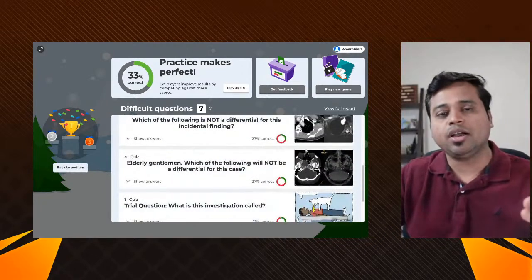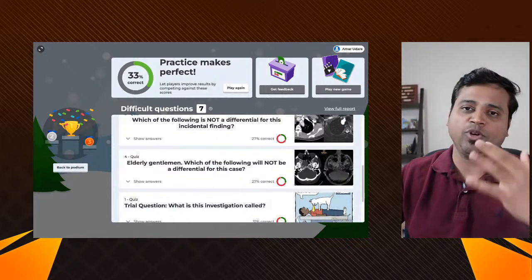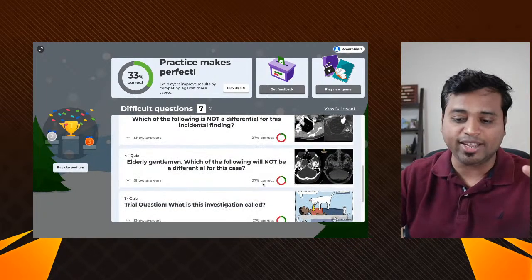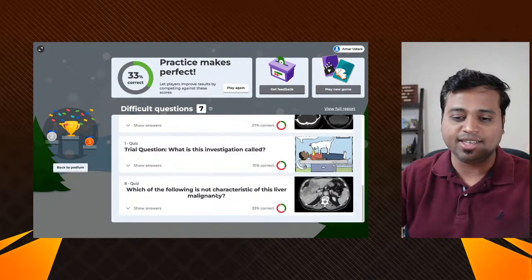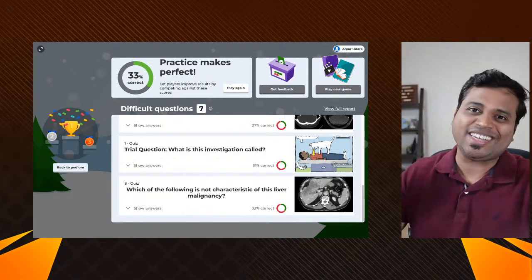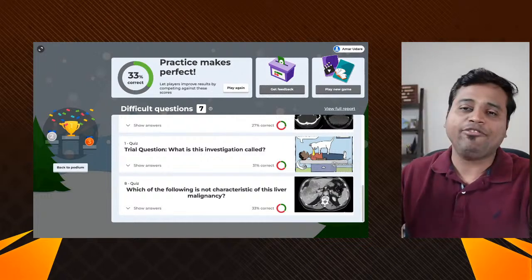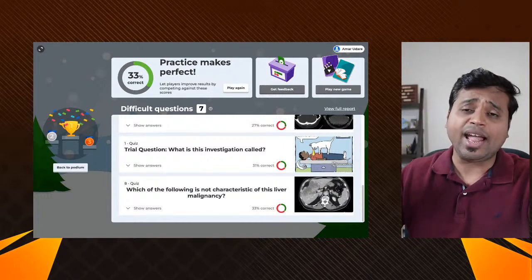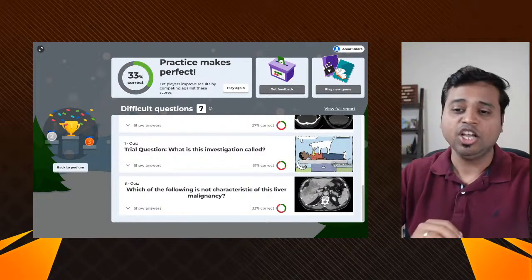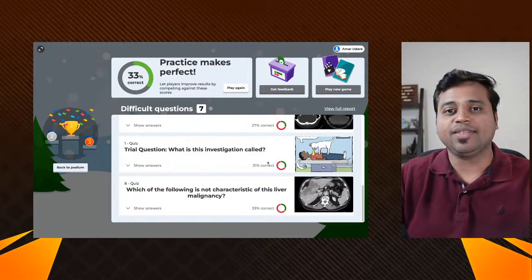This one here with a lytic expansile lesion, the correct answer there was prostate mets. Prostate mets won't cause this kind of appearance. They'll be more sclerotic. This was a trial question. We can skip that. And finally, this one with the liver tumor causing capsular retraction. Those are cholangiocarcinomas. Those will have delayed enhancement, and they won't have arterial enhancement and washout. So that was the correct answer. So that was a quick revision for the quiz.